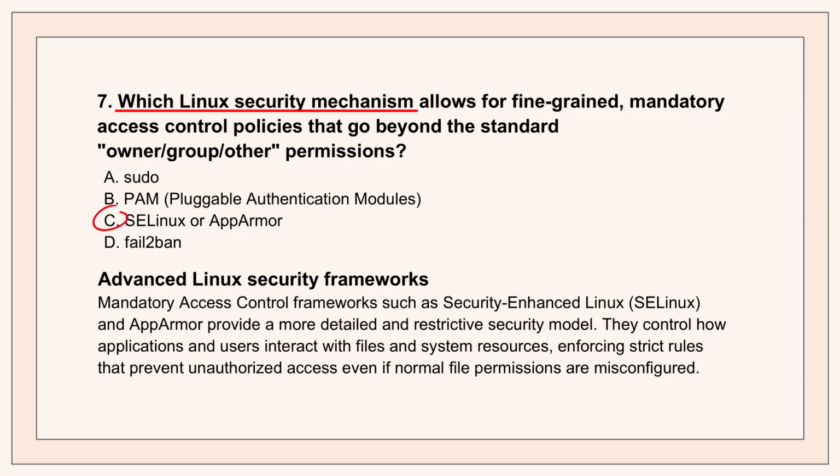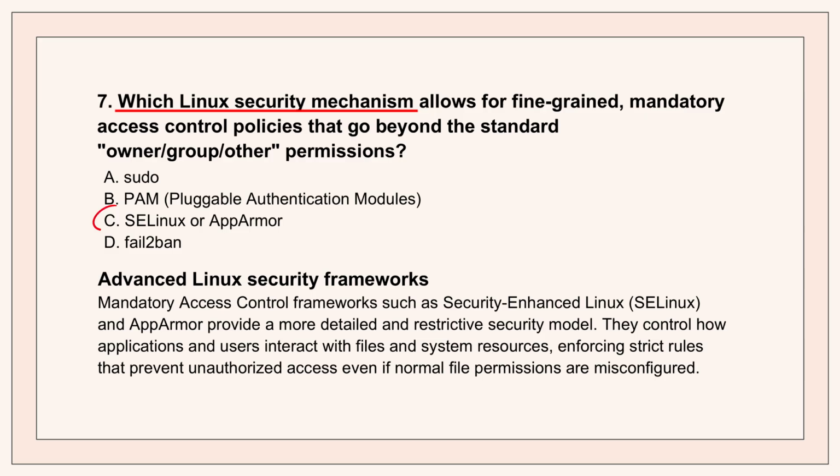So give me an example. How would MAC help with, say, a compromised web server process? Okay, classic example. Under DAC, if your web server process, like Apache or Nginx, gets compromised, and maybe it's running as the www-data user, it can potentially access anything that the www-data user has standard file permissions for. If it somehow escalates to root, game over.